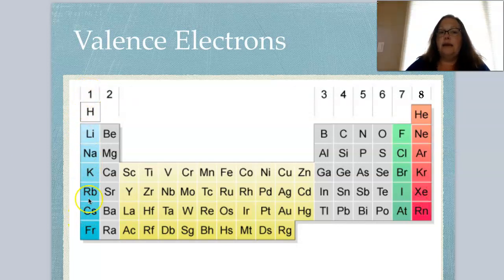Everything in this first column has 1 valence electron. Everything in the second column has 2. The things in the middle don't matter. Technically they have 2, but that's not what drives their bonding, so we don't really care. Everything in the column that starts with B has 3 valence electrons. The carbon column has 4, the nitrogen column has 5, the oxygen column has 6, the fluorine column has 7. The noble gases over here have 8. The exception to that is helium right here. You might want to make a note of that. Helium only has 2 because it only has 2 electrons.